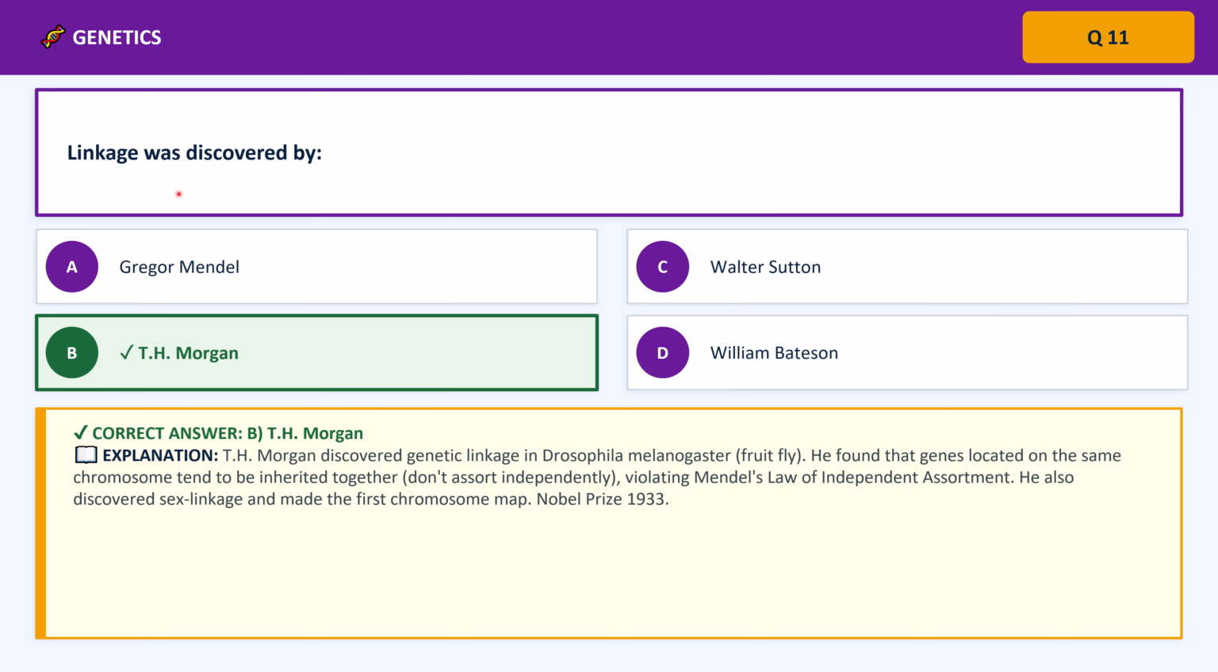Question 11. Linkage was discovered by, option B, T. H. Morgan. Explanation: T. H. Morgan discovered genetic linkage in Drosophila melanogaster, fruit fly. He found that genes located on the same chromosome tend to be inherited together and don't assort independently. While extending Mendel's law of independent assortment, he also discovered sex linkage and made the first chromosome map. Nobel Prize in 1933.